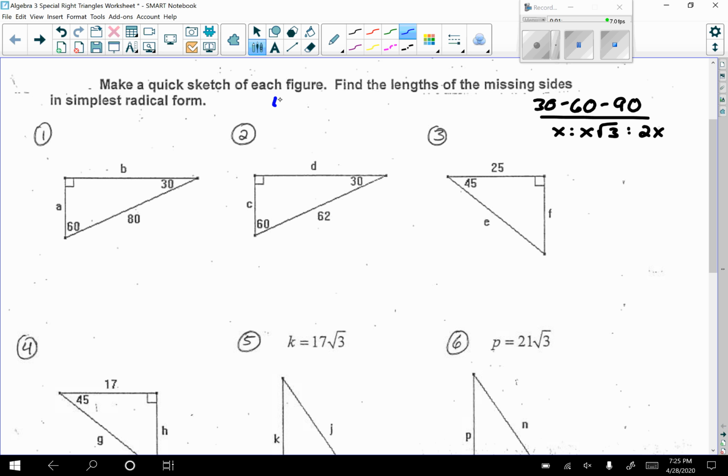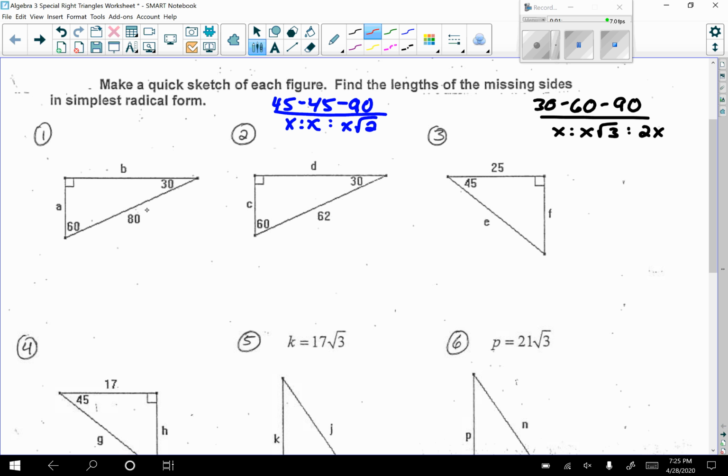When we're looking at a 45-45-90, both legs are the same. And then the length of the hypotenuse is going to be one of the legs times radical 2. All right, so for number 1, and again, you can always check when you're done by substituting the sides into the Pythagorean theorem and seeing that the two sides of the equation come out to be the same.